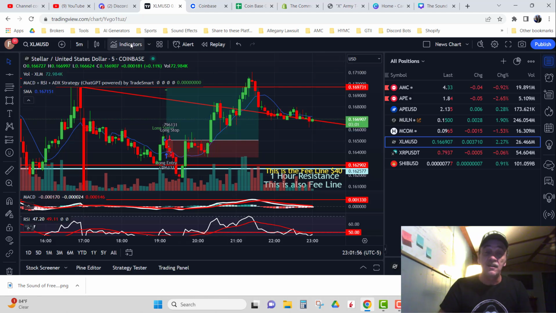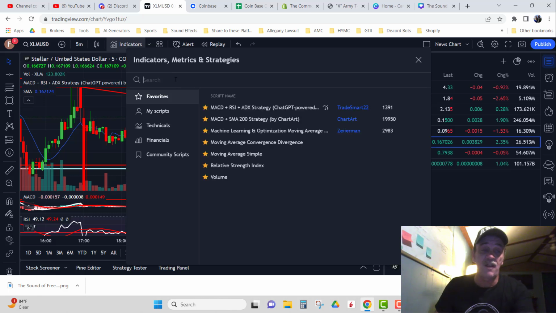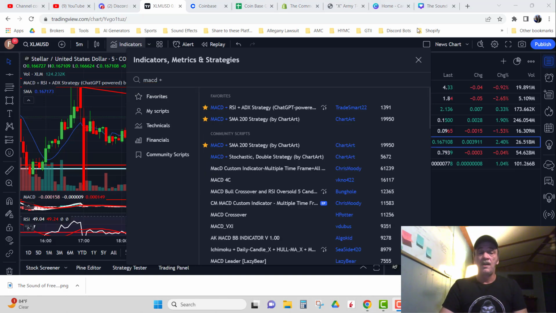You can go to indicators and you just simply type in MACD plus, and all of these indicators will come up. All right, it's the very first one, MACD plus RSI plus the ADX strategy by ChatGPT.